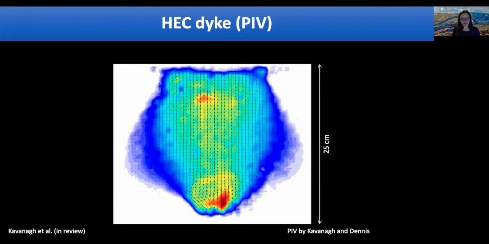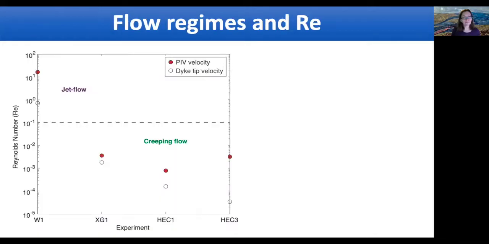So the velocity is much more uniform. We don't have the jet-like feature. And so it's quite a different kind of pattern compared to the water dike.